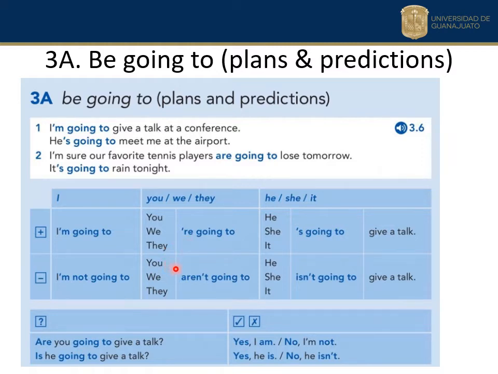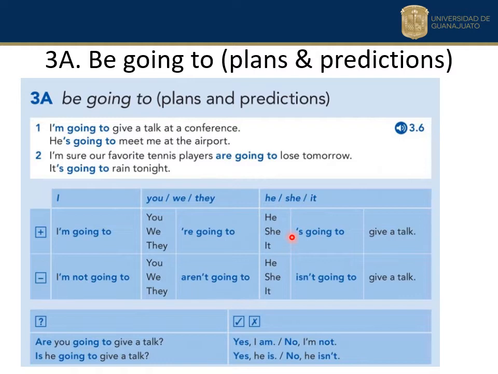Y si es negativo, sería la contracción N apóstrofe T. You aren't going to, we aren't going to, they aren't going to. Ok.